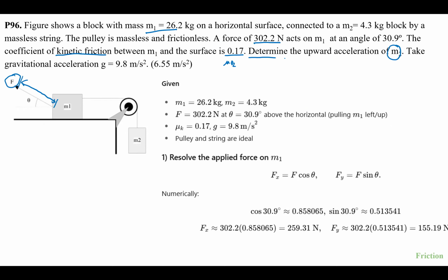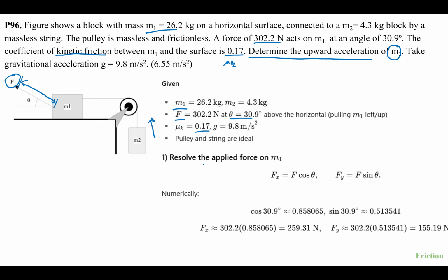So we need to find out what is the acceleration of M2 upward. If you look at it, force is given on M1 in this direction, so that it will bring M2 upward. So we need to find out the accelerations. Let's summarize what is given. M1 is given, force magnitude is given, theta is given, mu k is given.